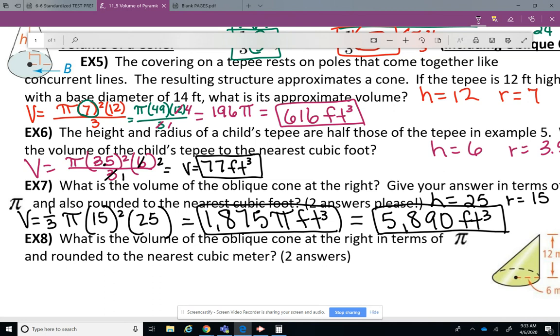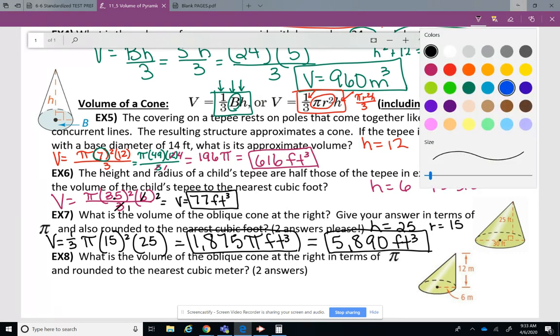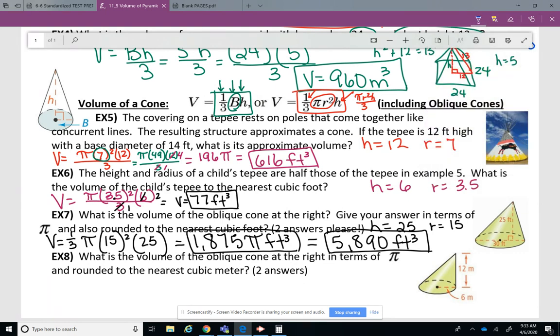What is the volume of the oblique cone at the right in terms of pi and rounded to the nearest cubic meter? All right, so we're always going to go find our variables first. So I'll do this in blue so you know where I'm at. So we're going to do radius. They gave us the radius at 6. We didn't have to figure out the radius. The height is 12. So we're going to do volume equals 1/3 pi radius squared. We can do that in our head, right? 6 squared is 36. And then we're going to times that by 12.